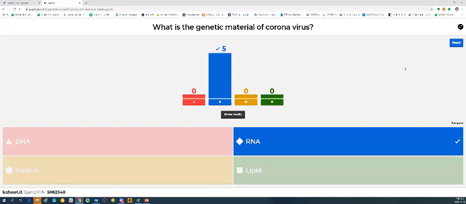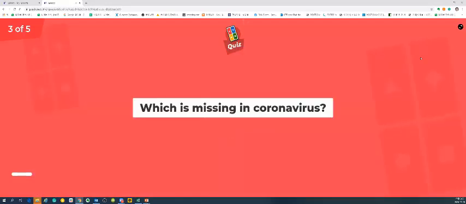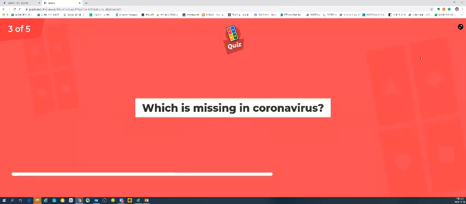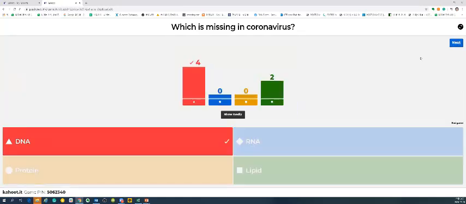Okay. Now let's move on. Interesting, huh? Now the answer could be, so we said coronavirus is an RNA virus. So corona has RNA, then it does not have DNA. That's the right answer. How about the lipid? Does coronavirus have a lipid or not?